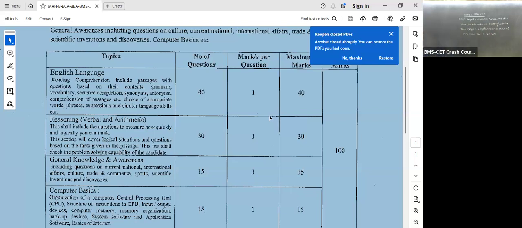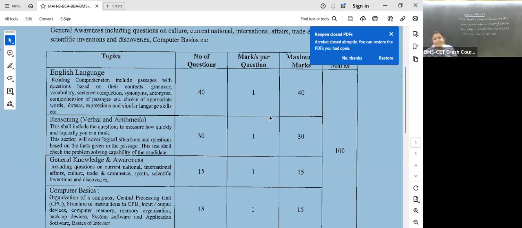Basically, questions based on current affairs, national as well as international, are asked from the past 6 months to 1 year, not more than that. So tentatively, we can assume that they might take topics related to current affairs from the past 6 months to the past 1 year. That is the first thing. The next is your computer basics.